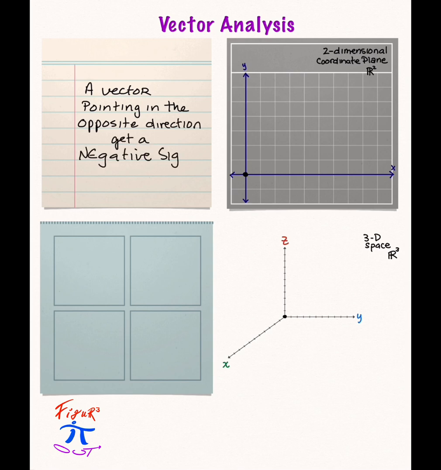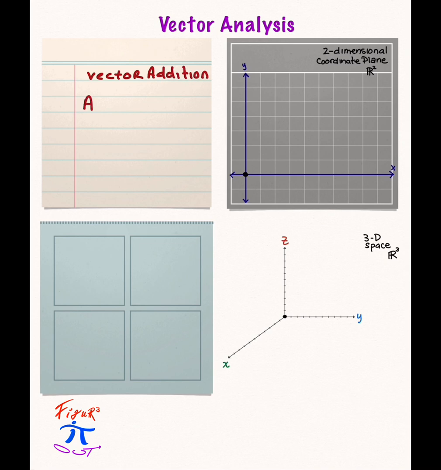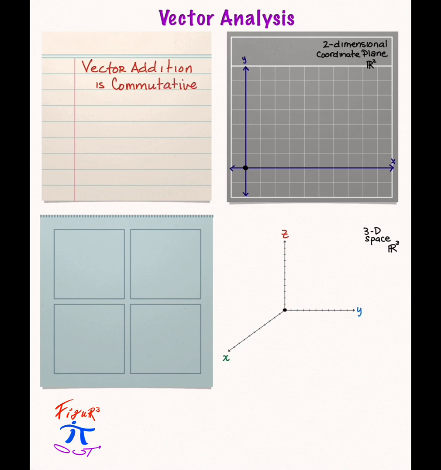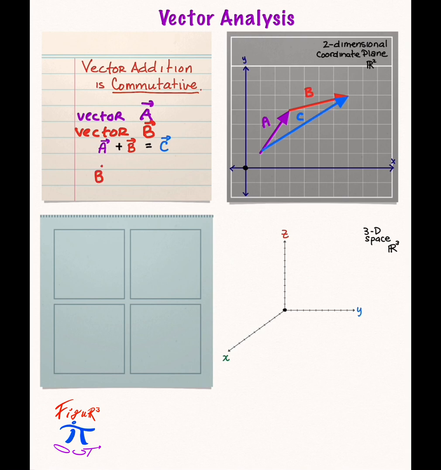Now, a vector pointing in the opposite direction gets associated with a negative sign, algebraically speaking. Vector addition is commutative. That means that we can add it out of order and still get the same answer. Geometrically, if we take A first, then B, add them head to tail, we get a third vector, let's call it C, and we would see that we would get this exact same vector if we added the two vectors B first, then A. Both result in the same vector.